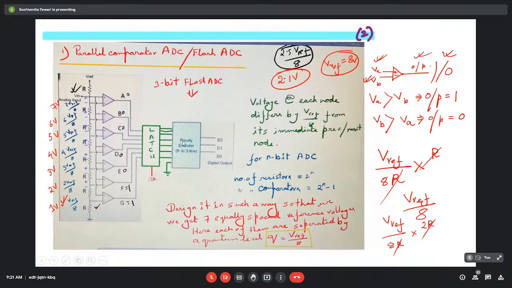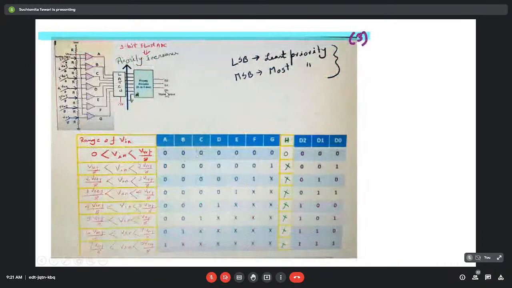So the job of this block is to encode this entire thing in such a way that it can produce the corresponding digital output. Now for this particular case, a priority encoder has been used. Now what is a priority encoder?